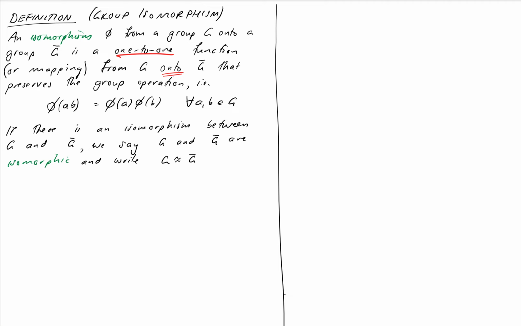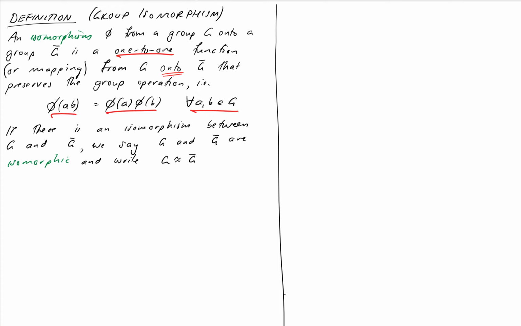That means if you take a and b in your group G and compose them together, then you'll get the same thing no matter whether you take phi of the composition of a and b, so phi of ab, or you pass a and b through phi first and then compose them in G bar. Okay, so that's the defining property. As well as being a bijection between the two groups, the group operation has to be preserved in this way. If there is such a phi, if we can find one, then we say that G and G bar are isomorphic, and we write G isomorphic to G bar.